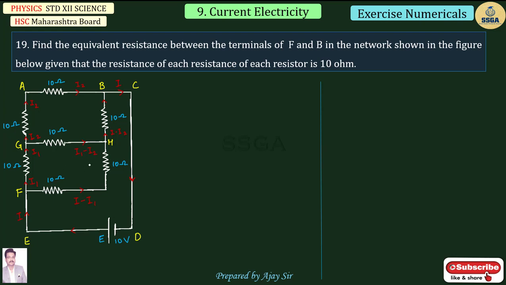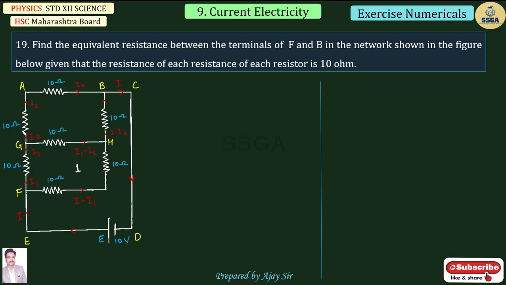So this is the circuit given, and therefore we have to find the equivalent resistance between the terminals F and B. Between these terminals, what will be the equivalent resistance? To find the equivalent resistance, we have to consider different loops, and we have to apply Kirchhoff voltage law to these loops, and then solve the simultaneous equations. So let us consider this loop. Let us consider this is the first loop.